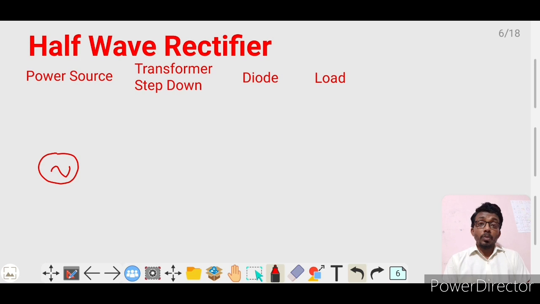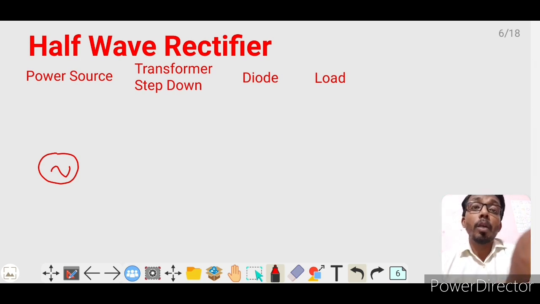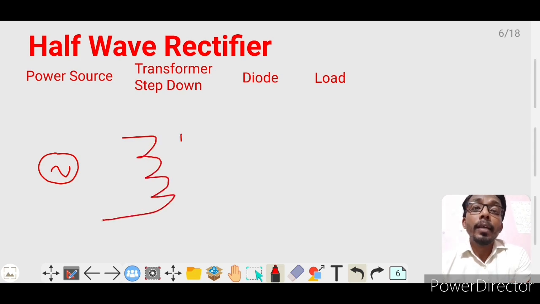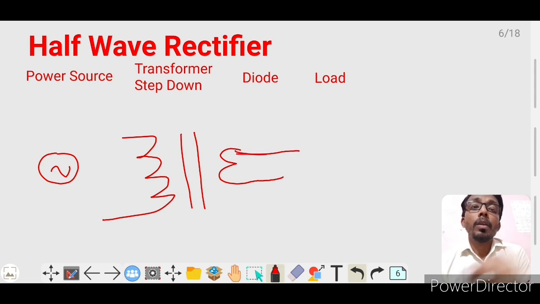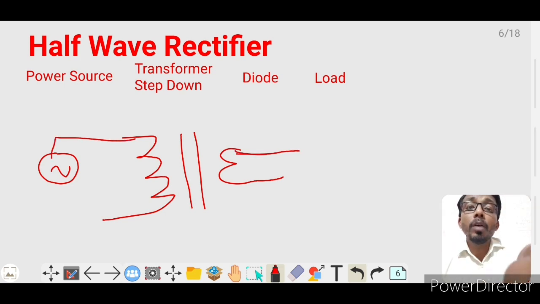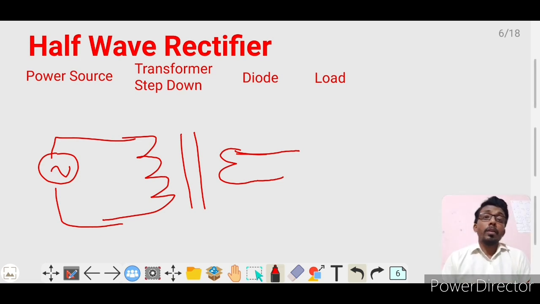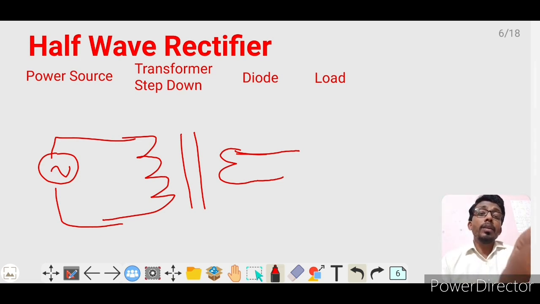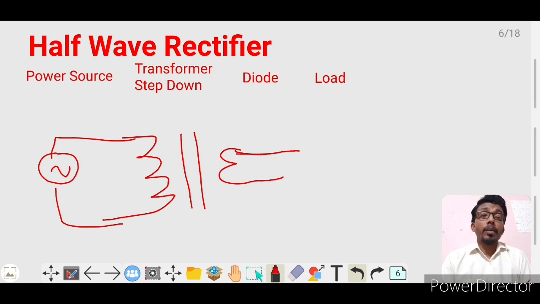So in order to lower down this voltage, we want one transformer. So this is our step down transformer. Why are we calling it a step down transformer? Because here we are having more turns, here we are having fewer turns. That means high voltage is getting converted into lower voltage. As higher voltage is getting converted into lower voltage, we are calling this transformer a step down transformer.